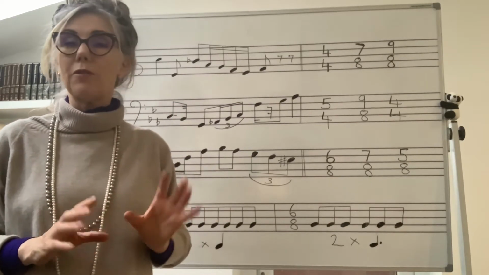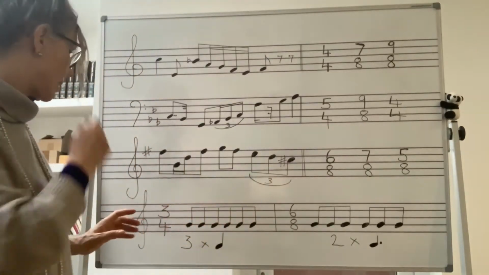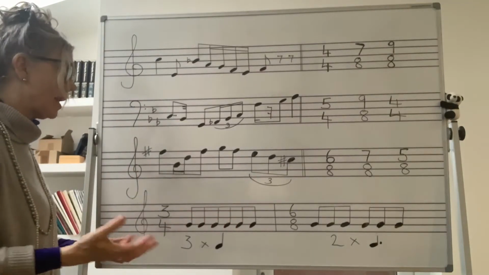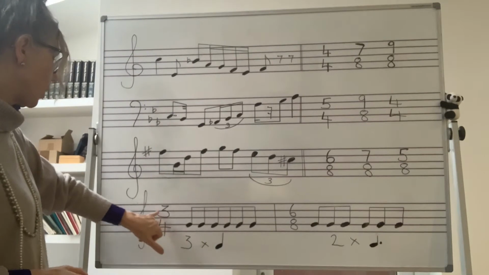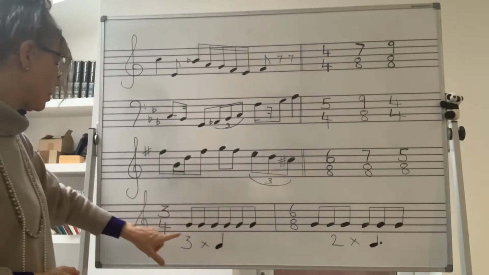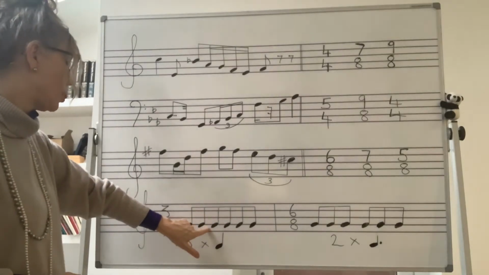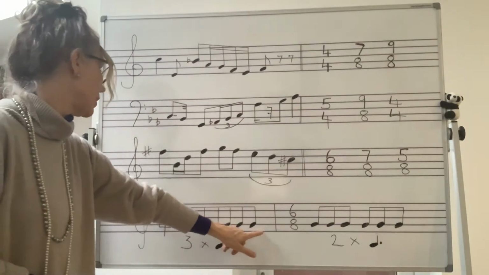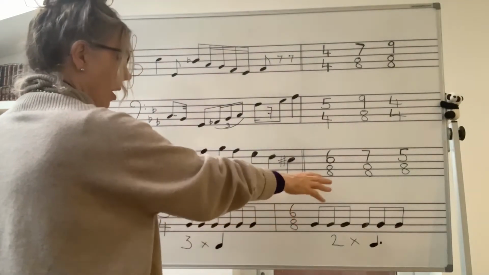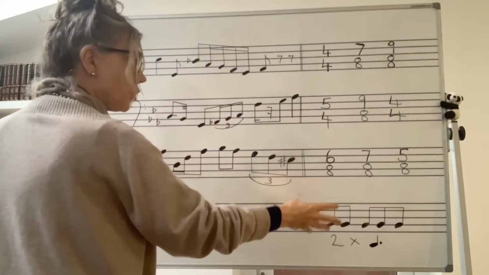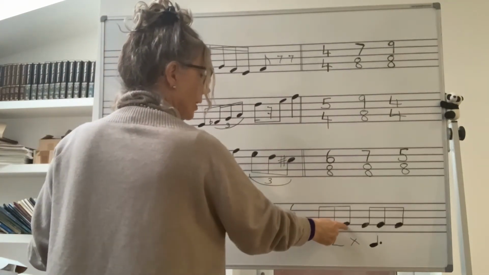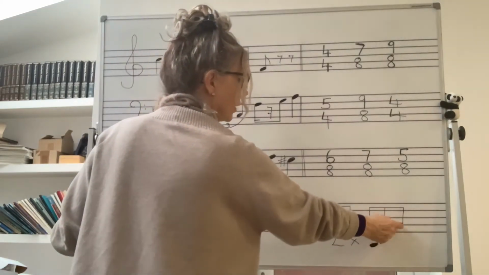Very important. For example, if I can just show you the differences in two situations where you've got 6 quavers in a bar. In this one, we've got 3 crotchet beats in a bar. And we've got 6 quavers here, but it's 1 crotchet beat, 2 crotchet beats, 3 crotchet beats. And in this one, we've got 6 quavers in a bar still, but it's 2 dotted crotchet beats. So we've got 1, 2, 3, and then another group of 1, 2, 3 quavers.